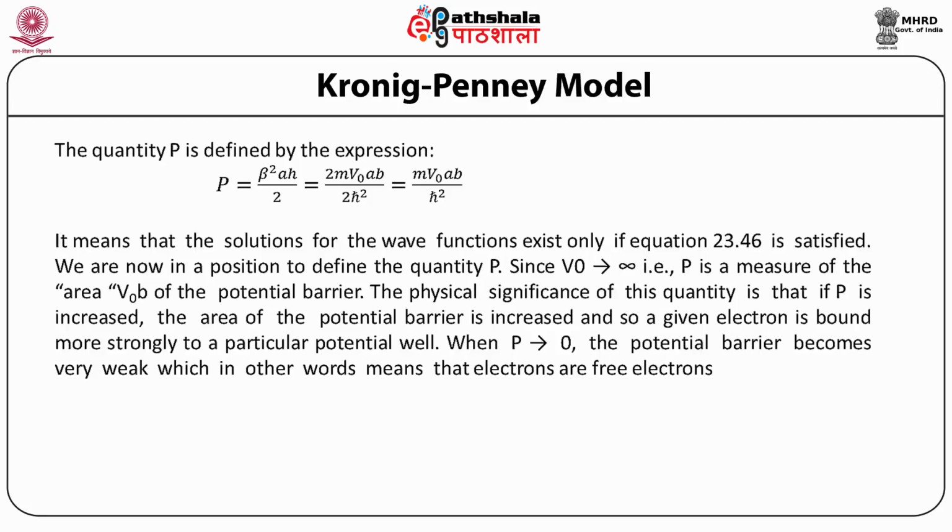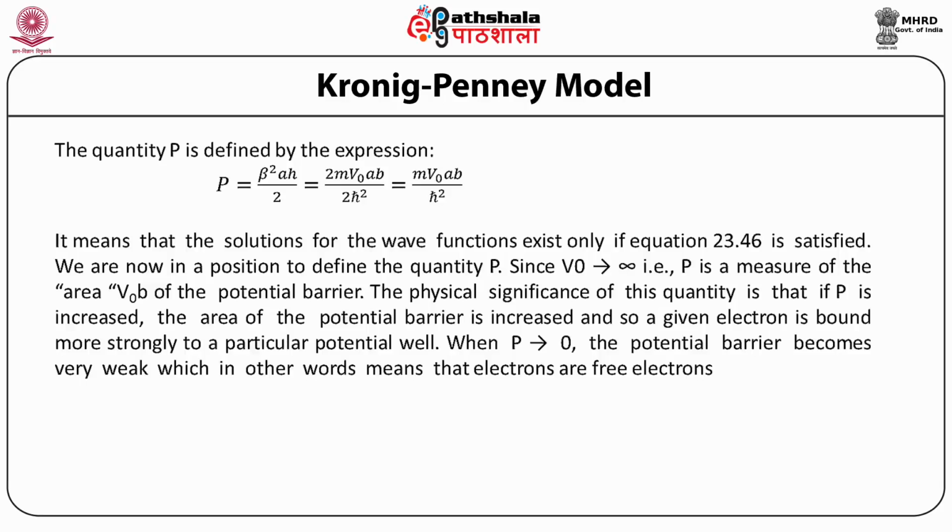It means that the solutions for the wave functions exist only if equation 23.46 is satisfied. We are now in a position to define the quantity capital P. Since V naught tends to infinity, capital P is a measure of the area V naught b of the potential barrier. The physical significance of this quantity is that if capital P is increased, the area of the potential barrier is also increased, and so a given electron is bound more strongly to a particular potential well.